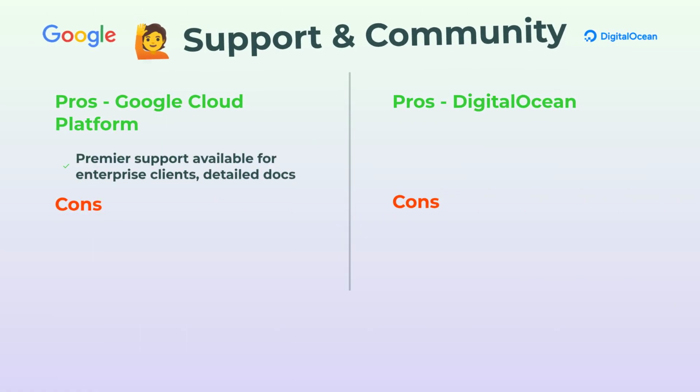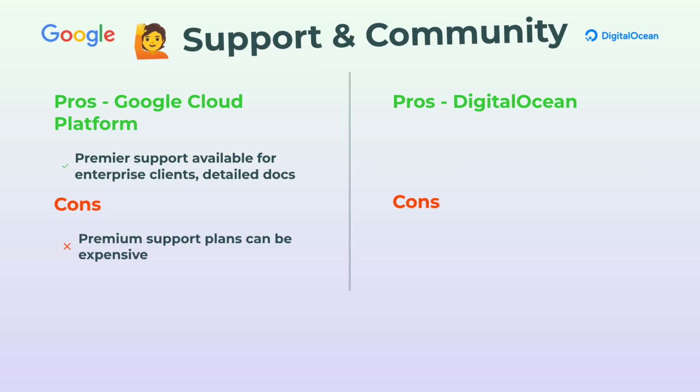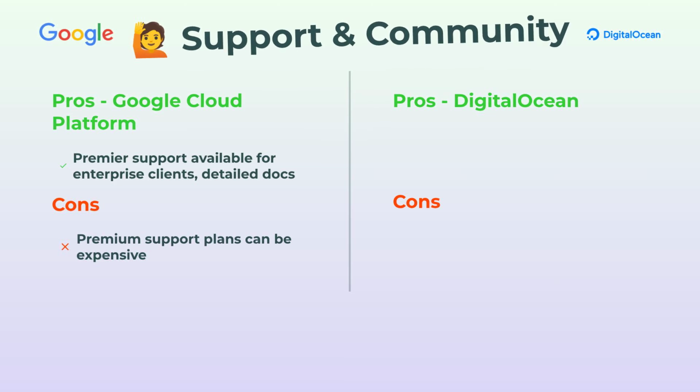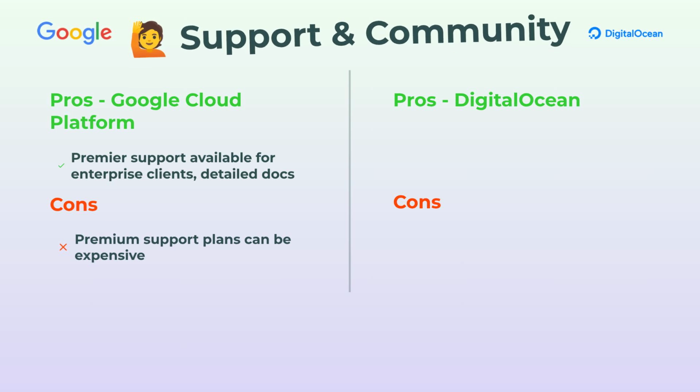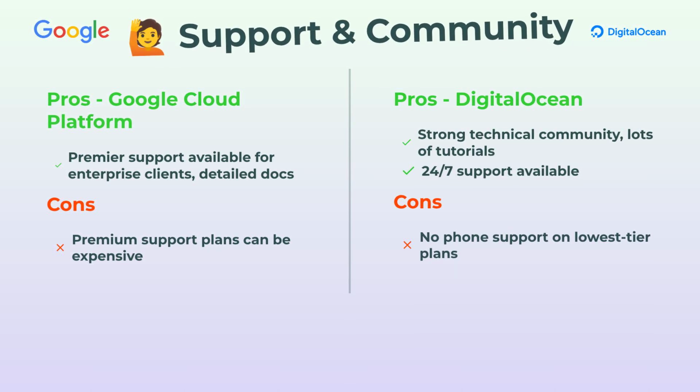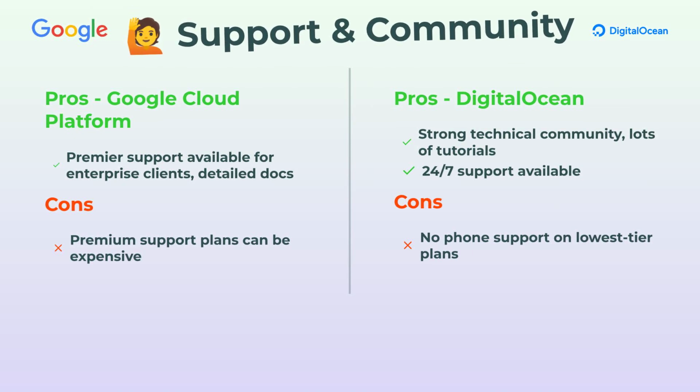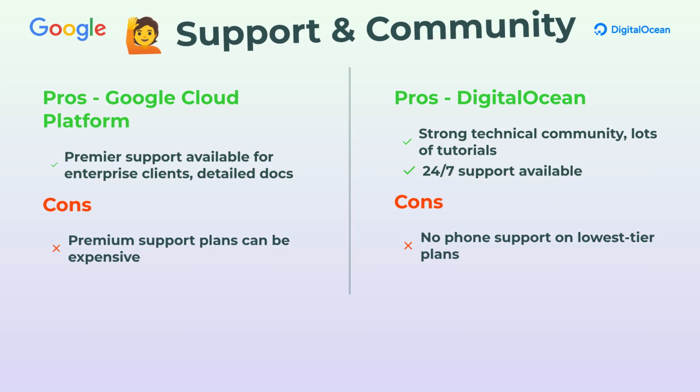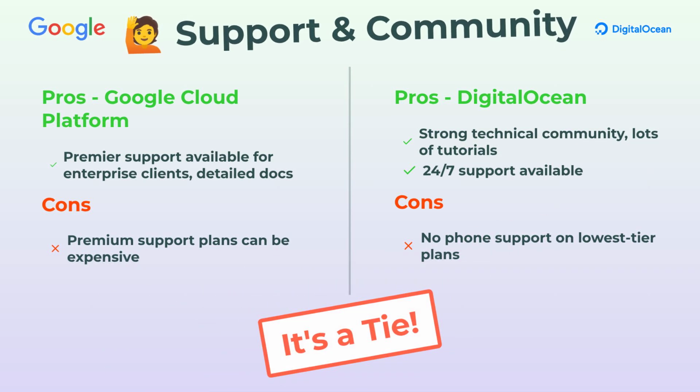Finally, let's talk support and community. Google Cloud offers premier enterprise support if you're willing to pay for it. Their documentation is super detailed, but yeah, premium support plans can get pricey. DigitalOcean's support is strong and the community is buzzing with tutorials and real help. 24/7 support is available, though you'll need a better plan for phone support. Honestly, both are solid, and if support or community is your deciding factor, they tie in this round.